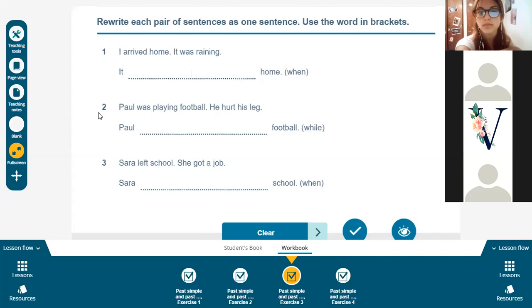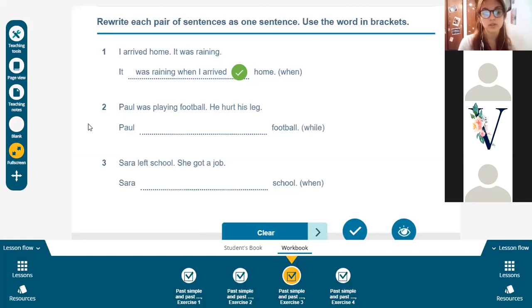I don't understand what we have to do. You have to join the two sentences using when. For example, I'll do the first one. I arrived home, it was raining. So I think, which is the action that takes longer? It was raining. And also the sentence starts with it. So I say, it was raining when I arrived home. You have to rewrite the sentences, and you have to use the word that is in brackets.